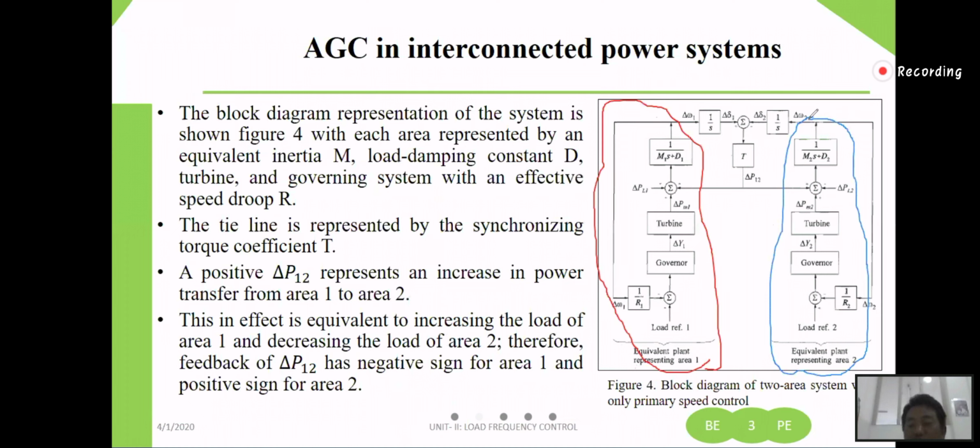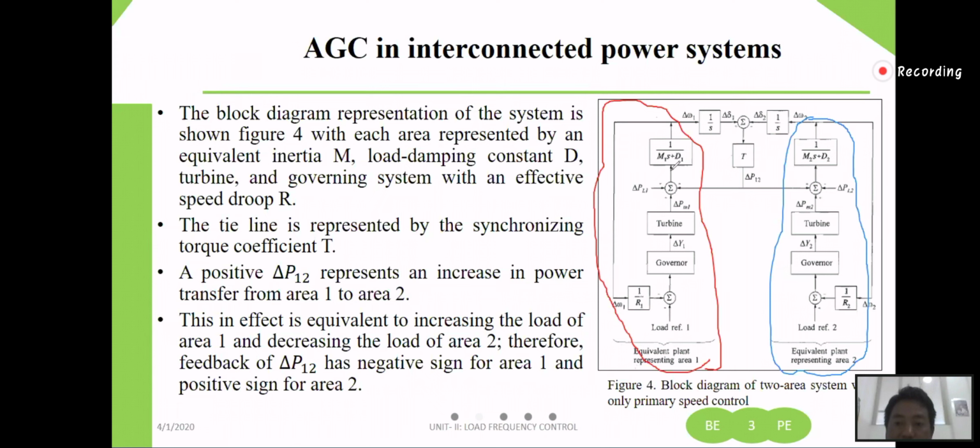Okay, so still now we are talking about without employing AGC. So first we have to get the clear concept of without employing AGC, or only a primary speed control. Now see here, in this one, the block diagram representation of the system is shown by this figure 4, with only primary control, with equivalent inertia constant M.